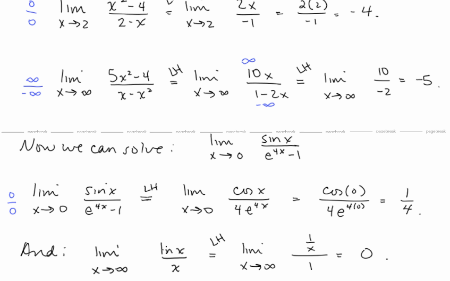Limit as x goes to infinity of ln x over x. We recognize that this is going to be infinity over infinity, and so we can in fact use L'Hopital's rule. So we take the derivative of ln x, which is 1 over x, the derivative of x is 1, and now as x goes to infinity, we have 0 over 1, and so this is 0.